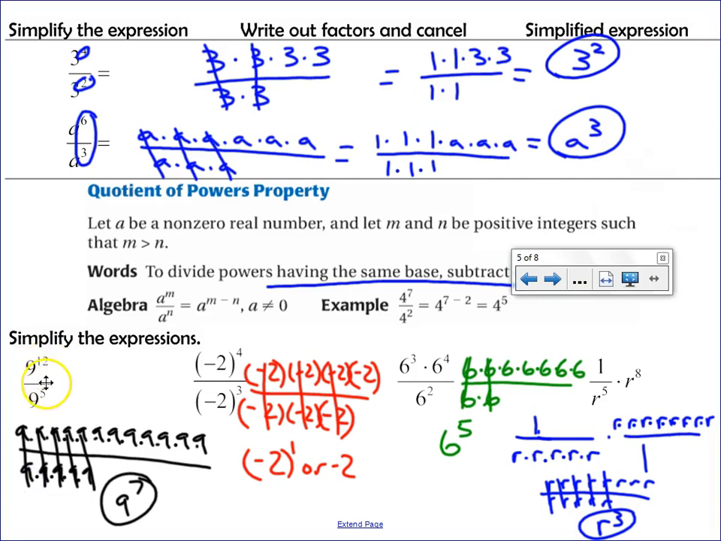So 9 to the 12th divided by 9 to the 5th. We have 5 9s that cancel out, and we have 9 to the 7th. Negative 2 to the 4th divided by negative 2 to the 3rd. It's negative 2 to the 1st, or we can just write negative 2.